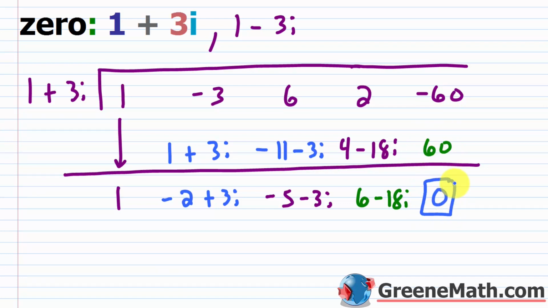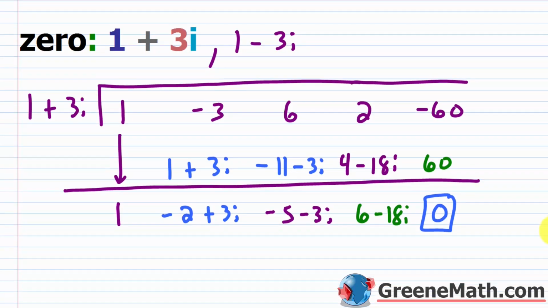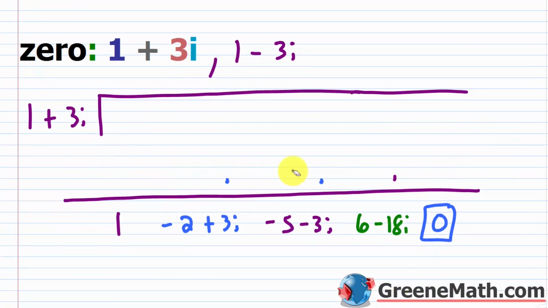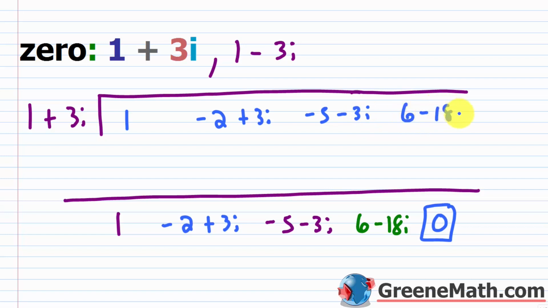Now, once we're done here, we already know that 1 plus 3i is a 0. We don't need it. And we know that 1 minus 3i is a 0. So we're going to use this information to further get this down. So remember, if we go back up here, if you divided this synthetically by x minus this number, you would get this guy right here. These are your coefficients for the quotient, okay? So we're just going to use that. I'm going to erase this. I'm just going to take these guys, okay? So I'm going to take my 1. I'm going to take my negative 2 plus 3i. I'm going to take my negative 5. Let me put that as a minus 3i. And then I'm going to take my 6 minus 18i.